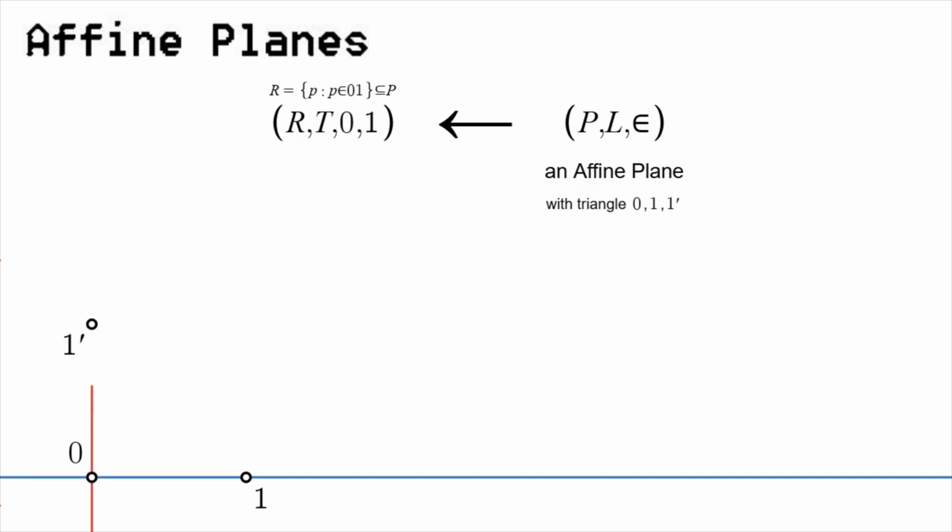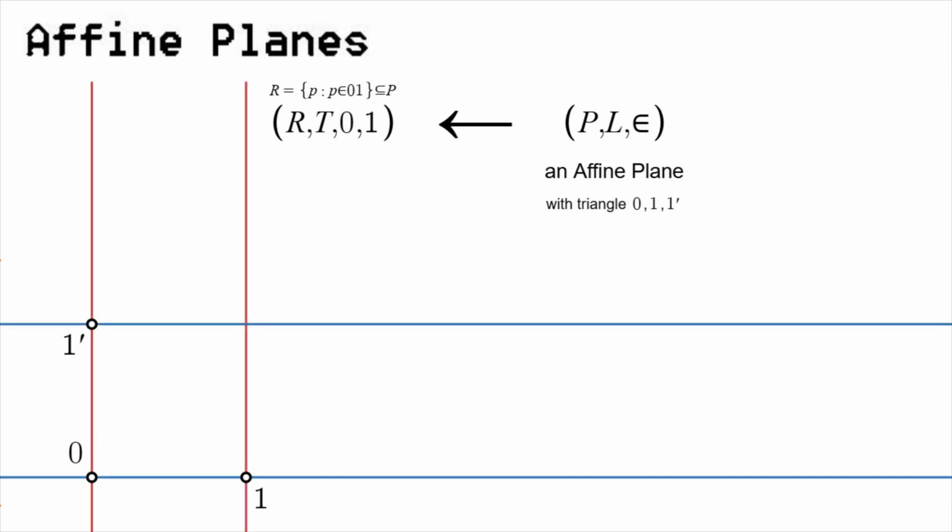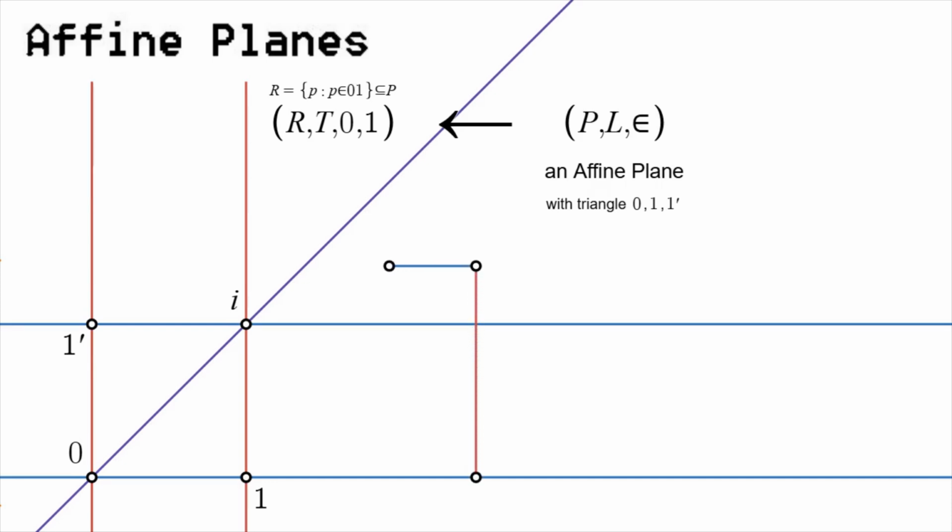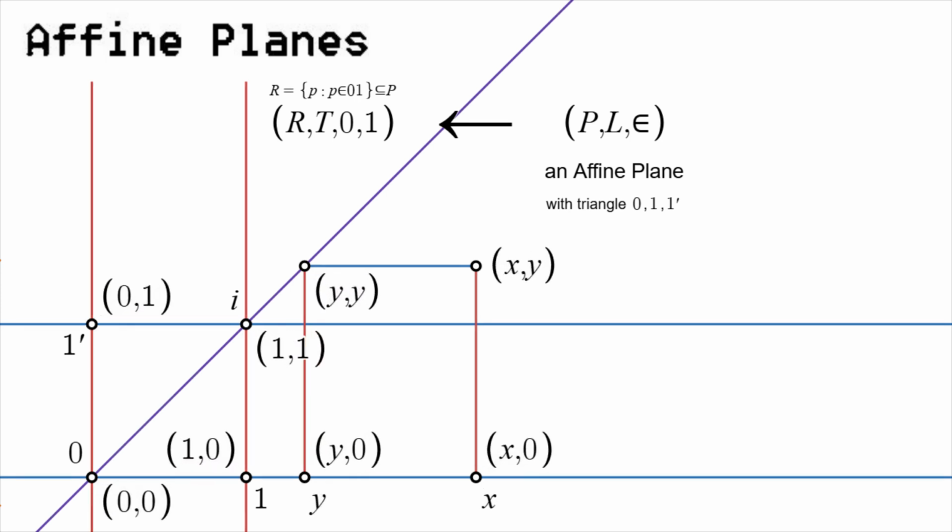Call the lines parallel to 0, 1 prime vertical and the lines parallel to 0, 1 horizontal. Then the vertical and horizontal lines through 1 and 1 prime respectively intersect at some point. Call it I. The line 0I will be our identity line. From here, as you might have guessed, all of the points in the plane can be given coordinates in R by projecting a vertical down to 0, 1 and a horizontal over to 0I and then down to 0, 1. By construction, the points 0, 1, and 1 prime are given coordinates (0,0), (1,0), and (0,1).